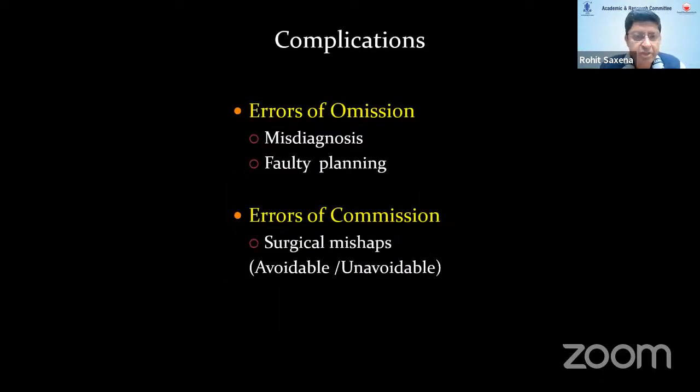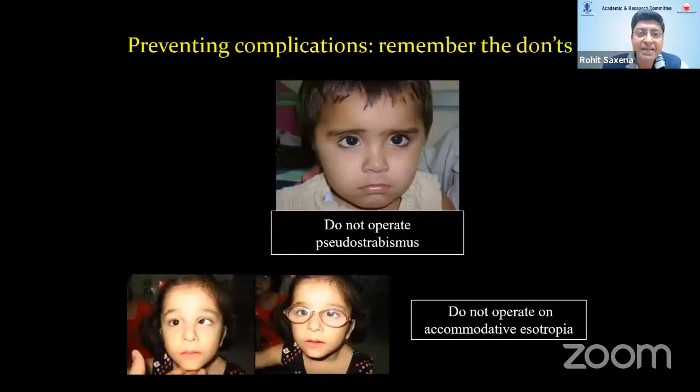Complications can be by omission, which means misdiagnosis and faulty planning. And of course, it could be by commission, where we have avoidable or unavoidable surgical mishaps. So we'll just talk about preventing complications. The key is to remember the don'ts.